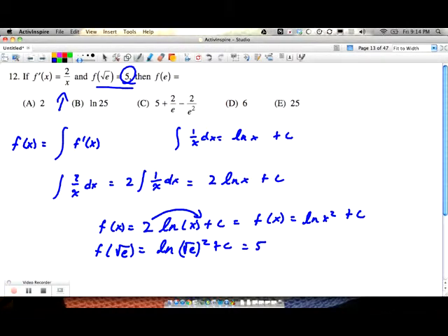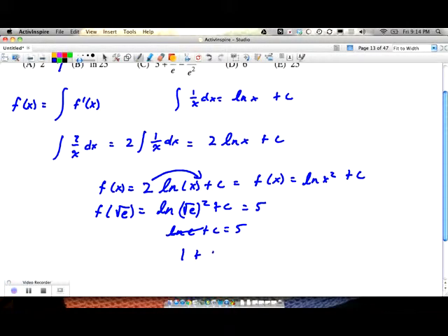Well, again, we simplify. Square root of e squared is just e, so it's natural log of e plus c equals 5. Natural log of e, those simplify. Those are going to become 1 plus c equals 5. And then c equals 4. So c equals 4. Does that help me?